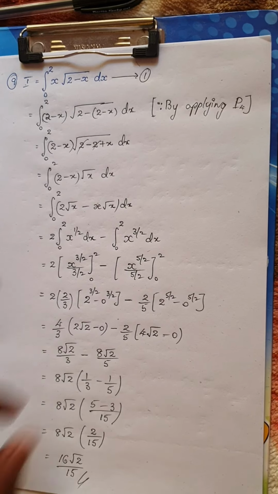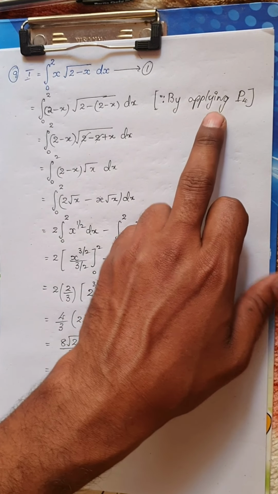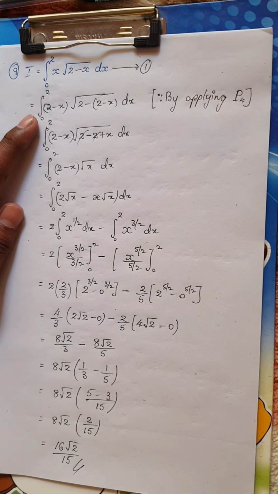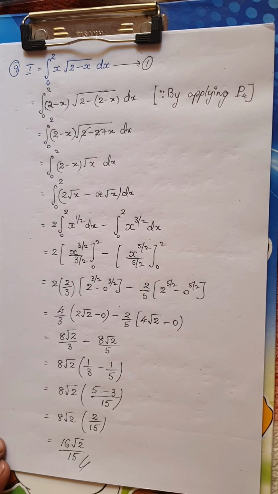Remember, when they give you a problem related to the property, you have to apply the property at least once. Once you apply the property, that is enough. You can solve it using the regular procedure, however it is required for that question, right?